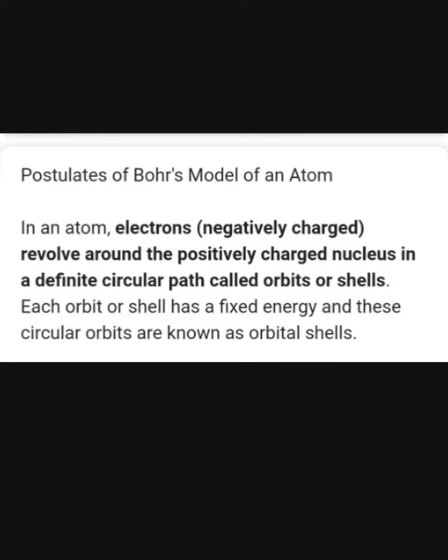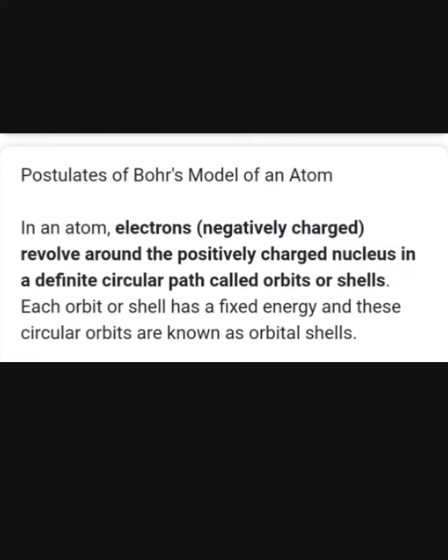Postulate of Bohr's model of an atom. In an atom, electrons, which are negatively charged, as we have already explained, revolve around the positively charged nucleus in definite circular paths called orbits or shells. Each orbit or shell has a fixed energy, and these circular orbits are known as orbital shells.